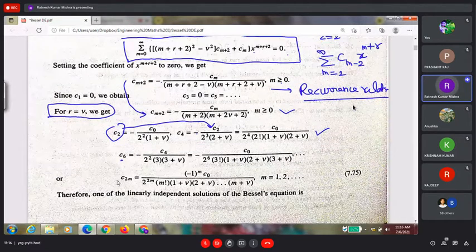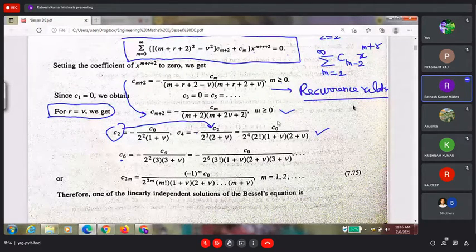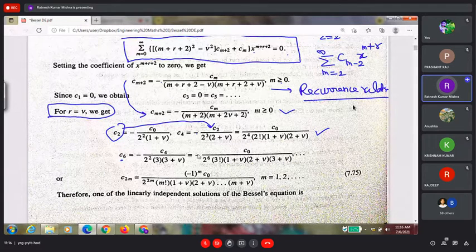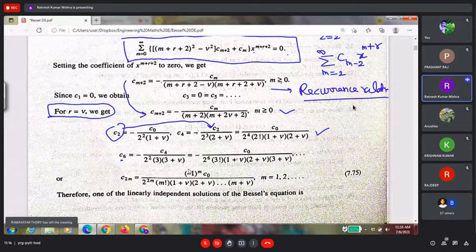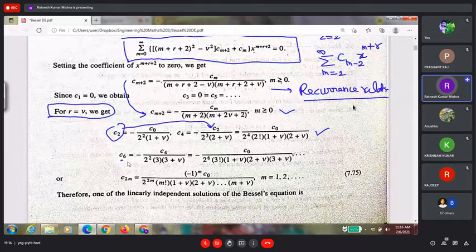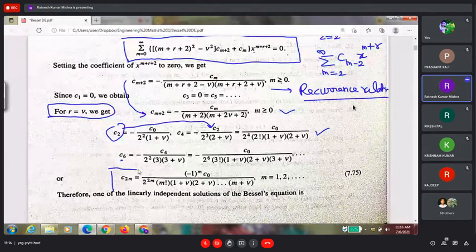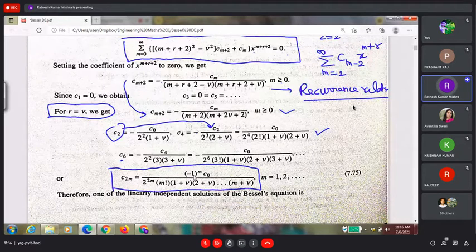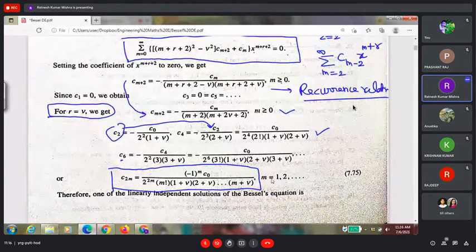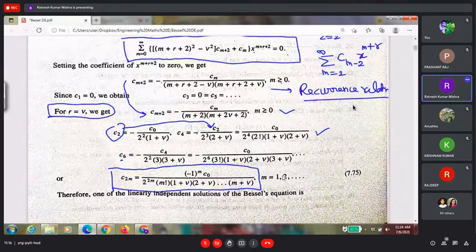So now we can write there is a common term c2m. By this pattern, c0, c0, c0. So we can write c0 in the first one with minus 1, in the second one minus 1 squared. So this thing you can write as minus 1 to the power m times c0. In general, we can write c2m is minus 1 to the power m times c naught, where m is 1, 2, 3. That's it.